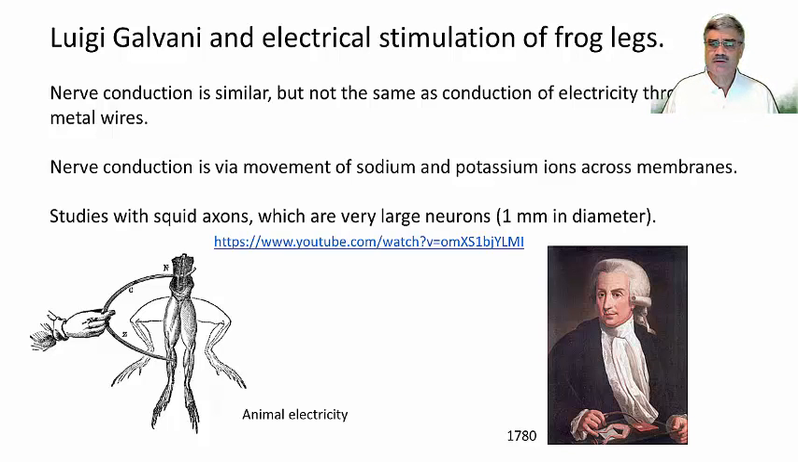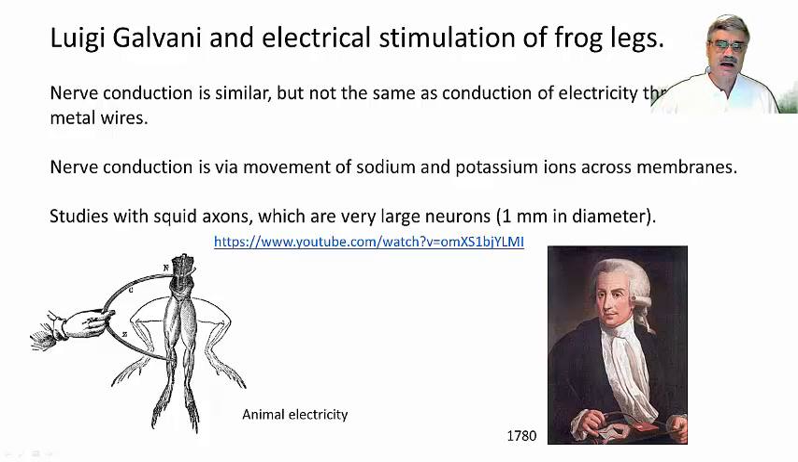Now we'll see that nerve conduction is not exactly the same as the conduction of electricity through a wire of copper, for example, but it's similar. Instead, nerve conduction is via the movement of sodium ions and potassium ions across the membrane of these nerve cells. A number of the advances in our understanding of nerve cells has been done through studies with the squid axon. The squid axon happens to be fairly large, especially in diameter.